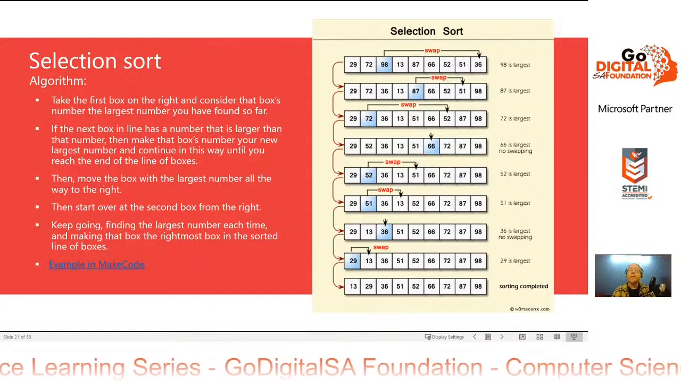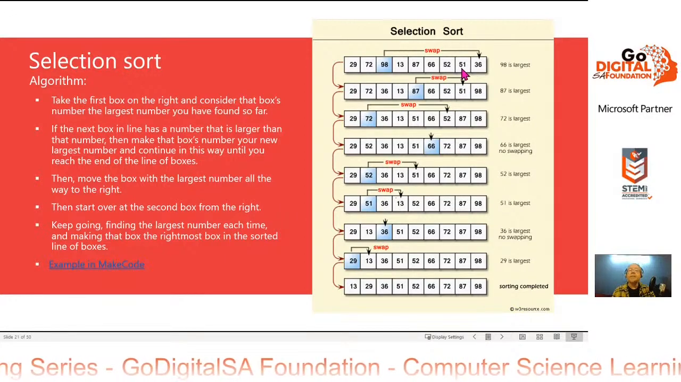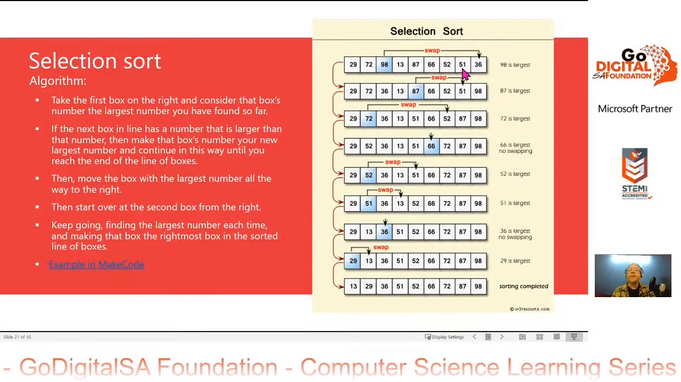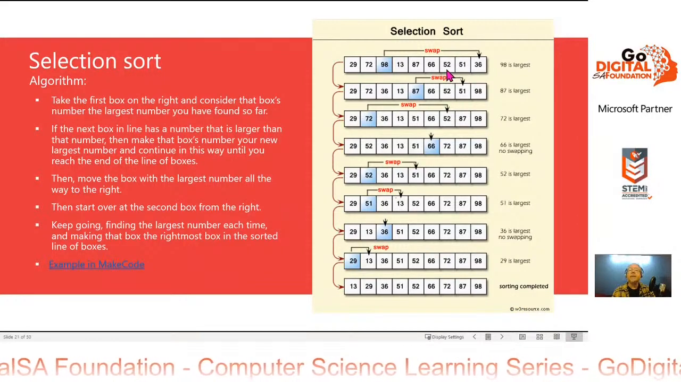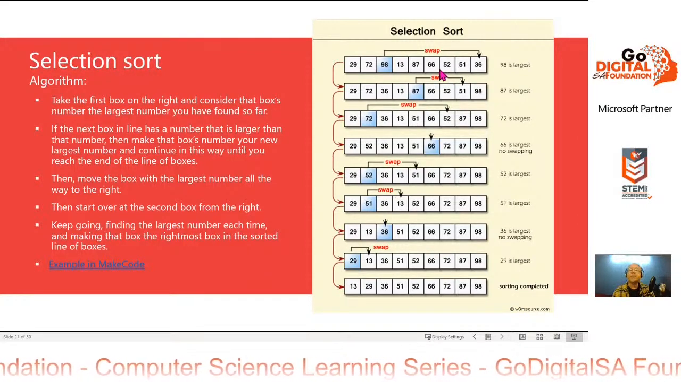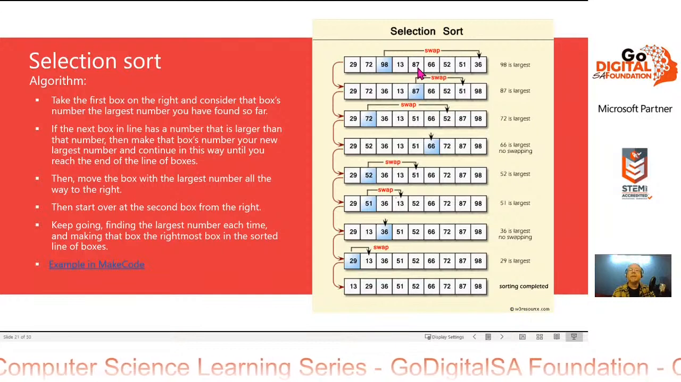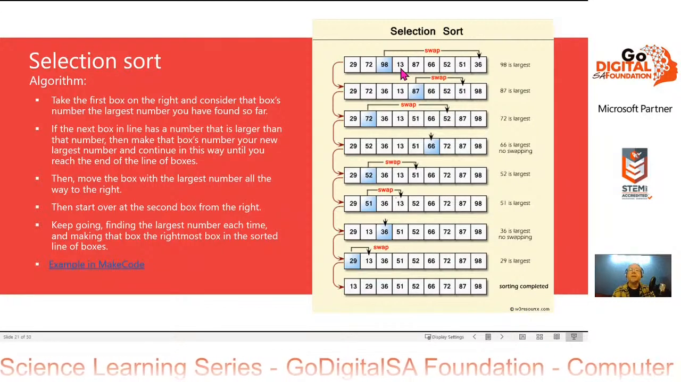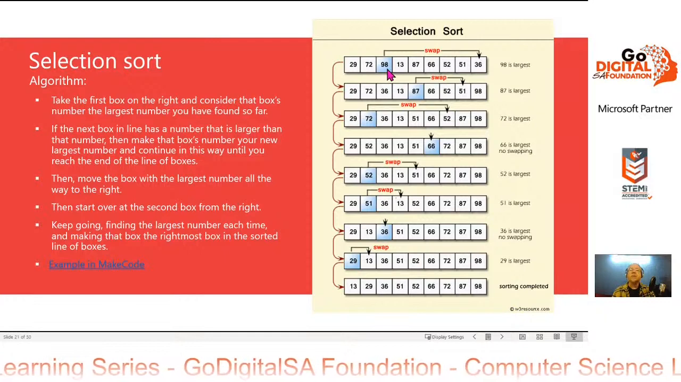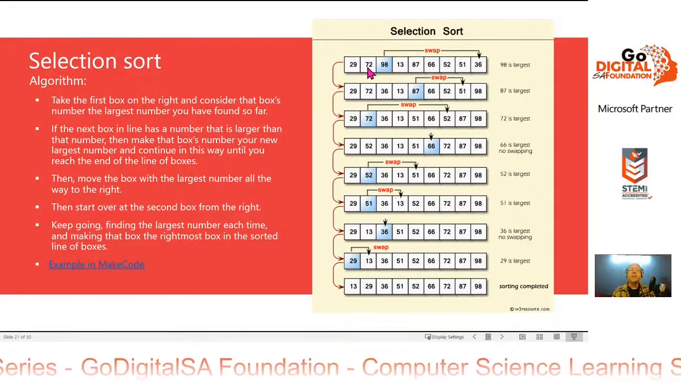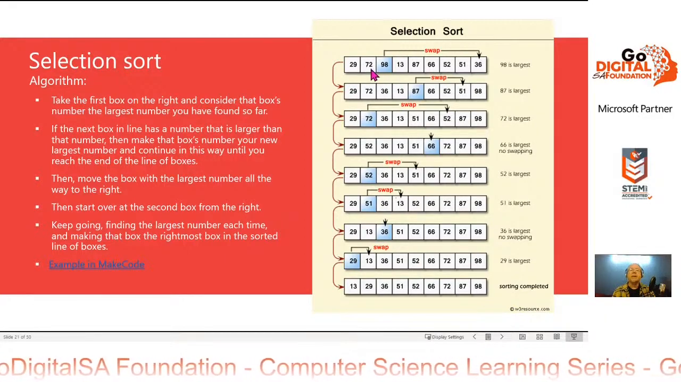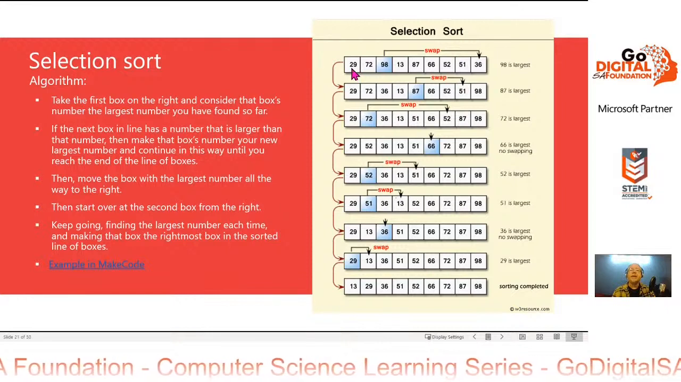Okay, so we look at the next box, 51. So that's greater than 36. So that's our largest number. Next one is 52. So that's larger. 66, that's larger. 87, that's larger. 13 is not, so we ignore it. 98 is larger. 72 is not larger than 98. 29 is not larger than 98.